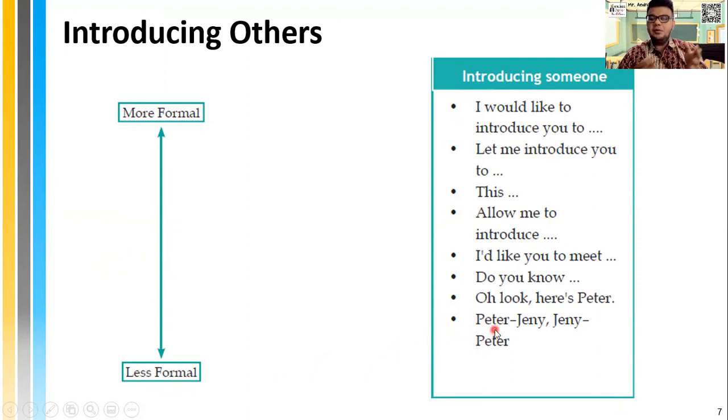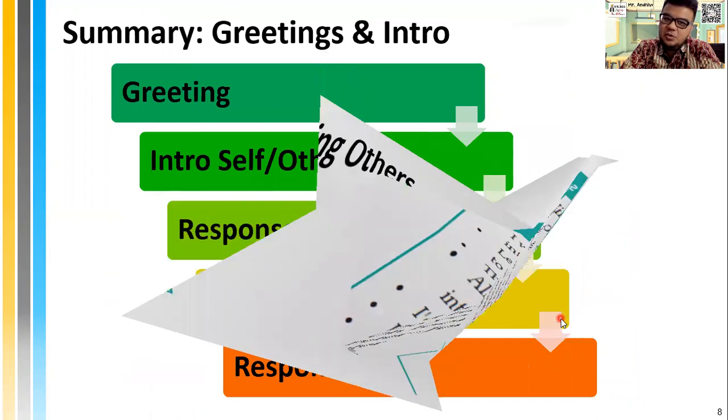So for example, your friend's name is Peter, and you want to introduce your friend Peter to your other friend, Jenny. How do you do that? You say, Hi, Peter, this is Jenny. And hey, Jenny, this is Peter. You understand? So for example, Peter, Jenny, Jenny, Peter. That's a very informal way of doing it, but it's cool.